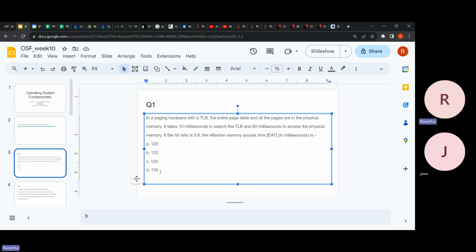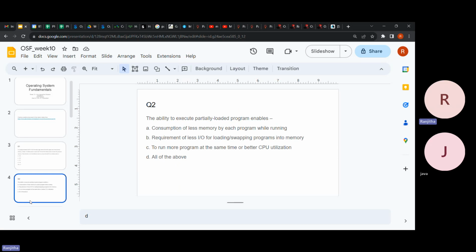The next question is the ability to execute a partially loaded program enables consumption of less memory. Hello. फर्स्ट आंसर क्या होगा Hello. सर?